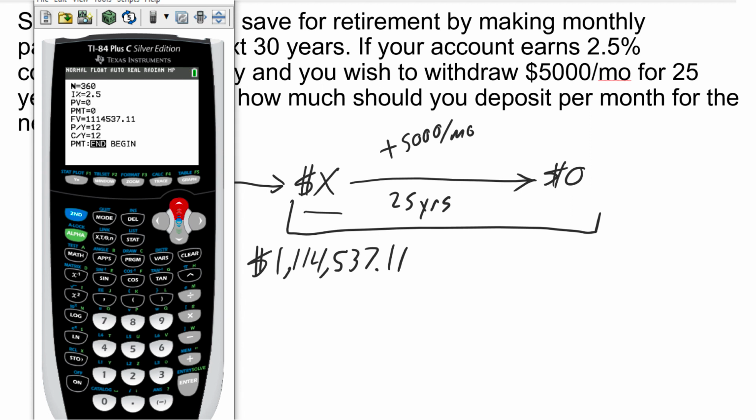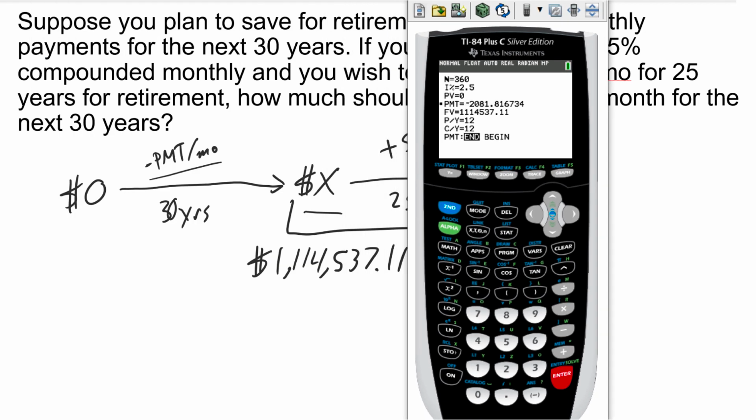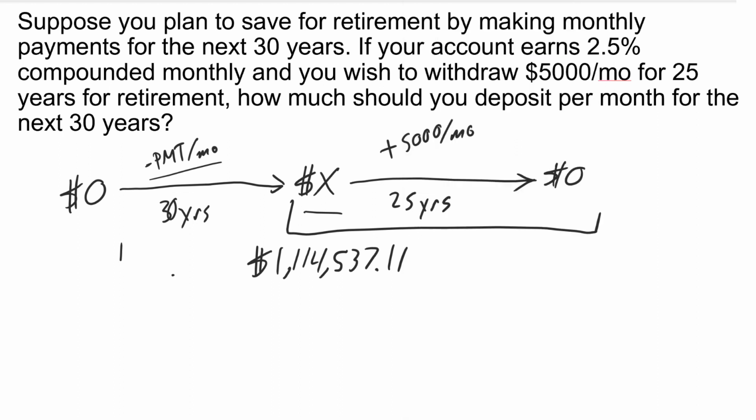So now what we want to do is find that payment. And so just solve for the payment. And what we get is that payment would be $2,081 and about 82 cents. And so that's how much money you would need to deposit now to be able to save up the $1,114,537.11 to be able to withdraw $5,000 a month for 25 years.